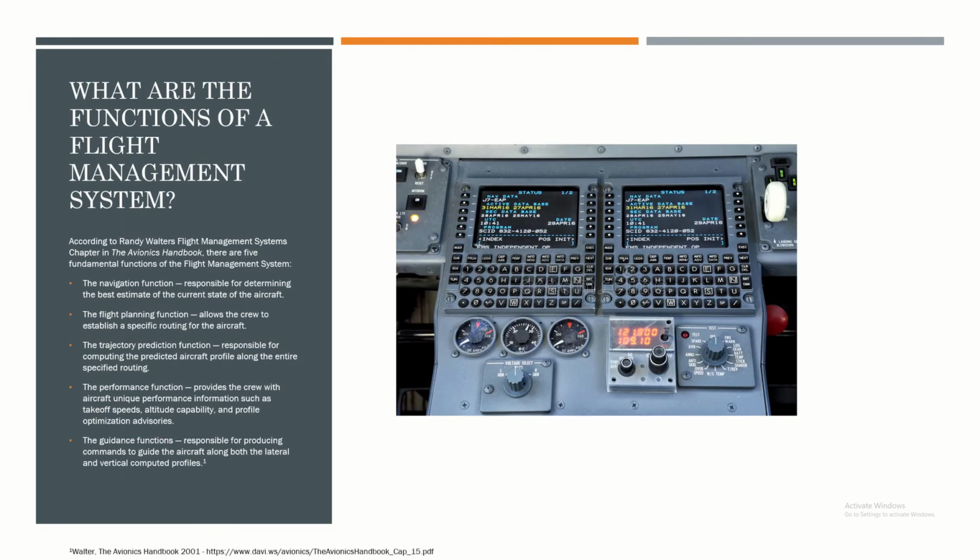Okay, so what are the functions of a flight management system? Randy Walters had a nice chapter in the Avionics Handbook regarding flight management systems, and there are 5 fundamental functions to the flight management systems that he stated. The navigational function, responsible for determining the best estimate of the current state of the aircraft. The flight planning function, which allows the crew to establish a specific routing for the aircraft. The trajectory prediction function, which is responsible for the computing and predicted aircraft profile along the entire specified routing.